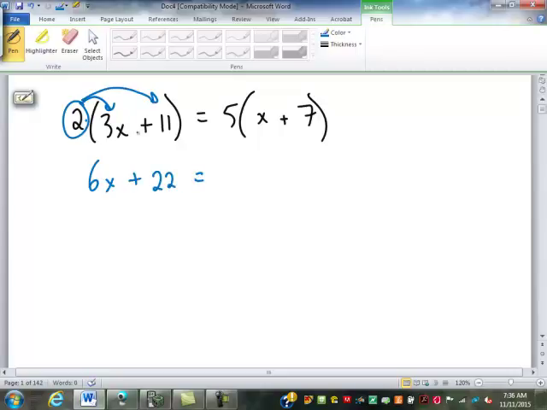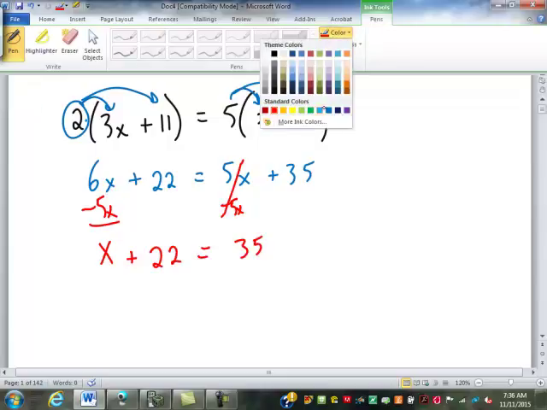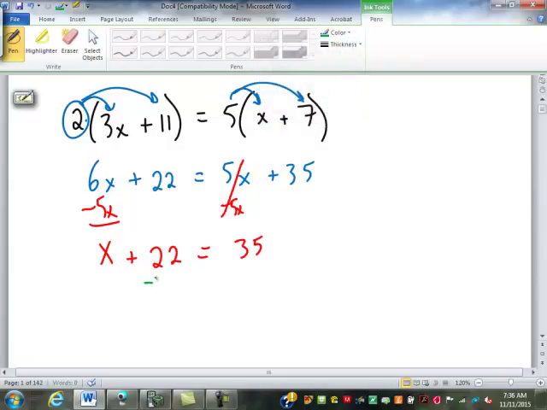Nothing more we can do on the left side, so we're going to go over the right side. 5 times x, 5x, and 5 times 7, positive 35. So we're going to get rid of one of the x's. We'll subtract 5x. 6x minus 5x is 1x, or just x. It's still plus 22 and still 35 on the other side. And then subtract 22. X equals 13.